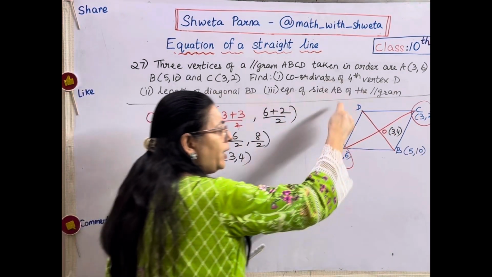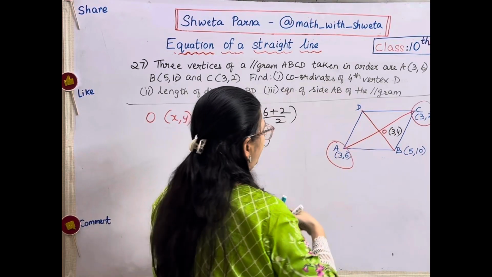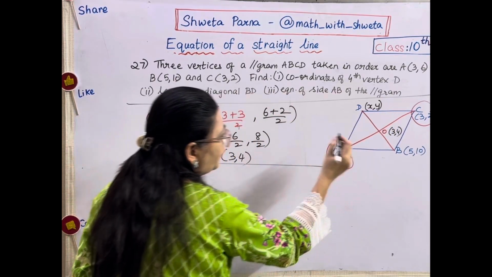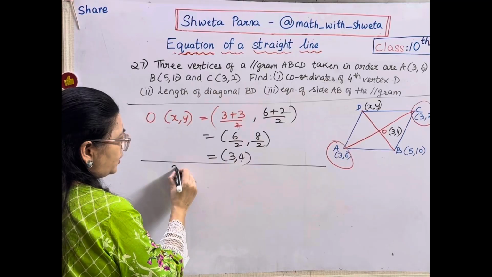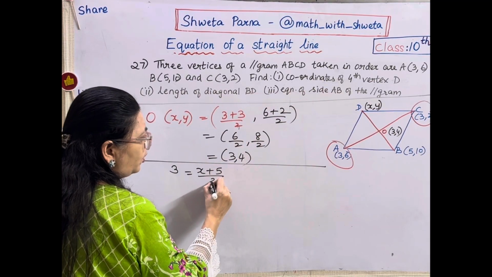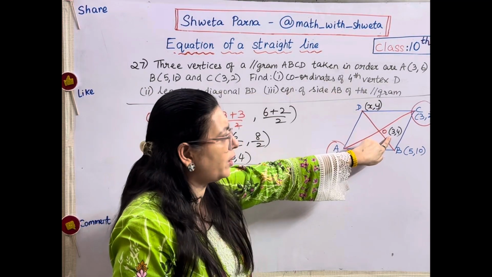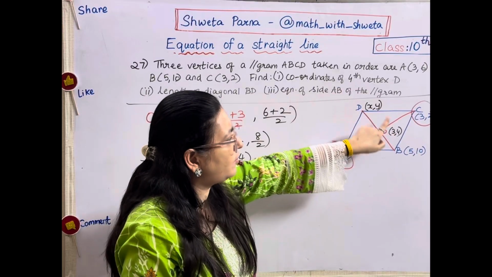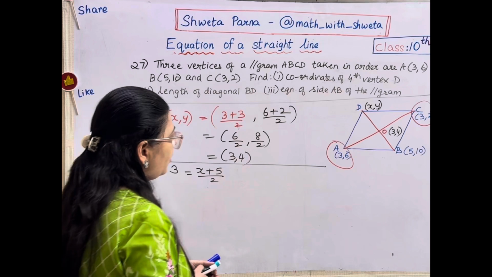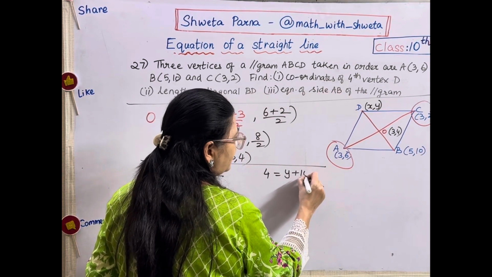Okay. Now if you take this diagonal BD, the midpoint is given to you and you have to find this. Say this is x and y. Now you have to find this. How will you find it? So 3, which is the x coordinate, is equal to x plus 5 upon 2 using the midpoint formula. See, this is the midpoint which you already got. So 3 is equal to x plus 5 upon 2. Same way, y, which is 4, is equal to y plus 10 upon 2.